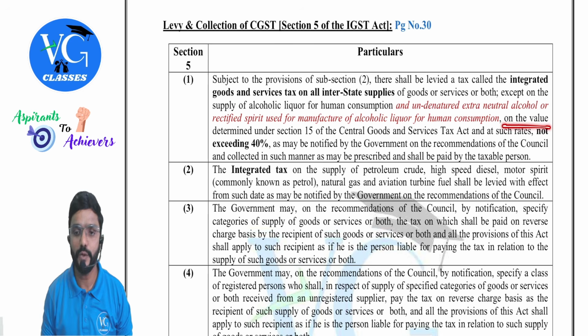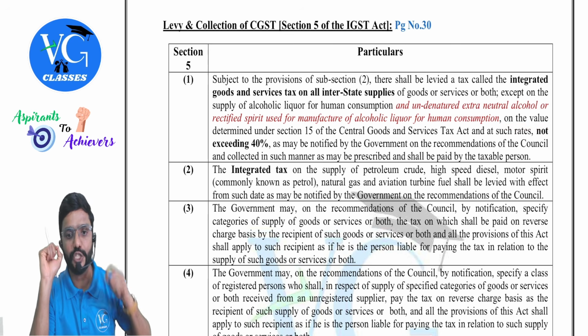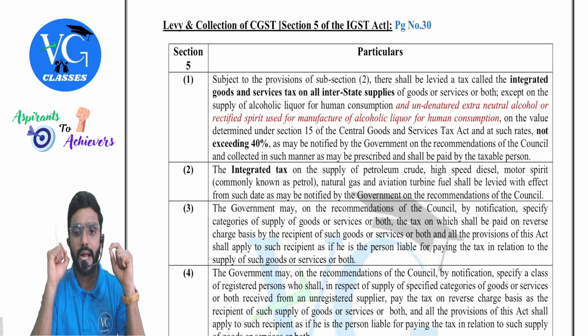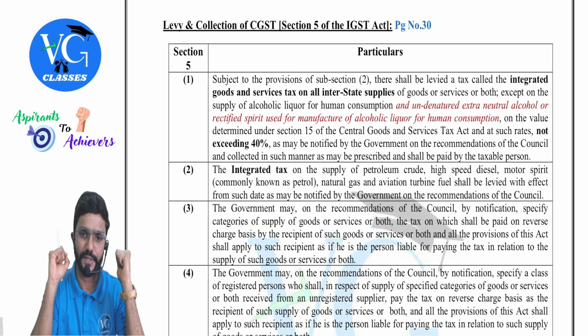Got it? I will just continue. On the value determined under section 15 of the CGST Act and at such rates not exceeding 40%. The maximum IGST rate is 40%.